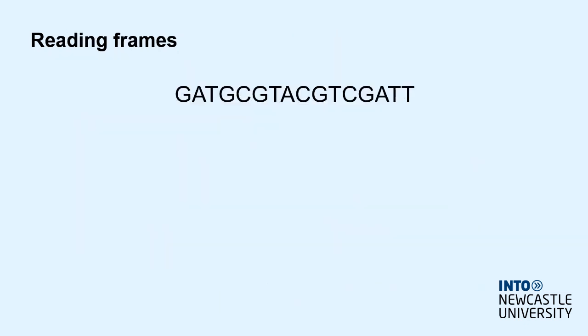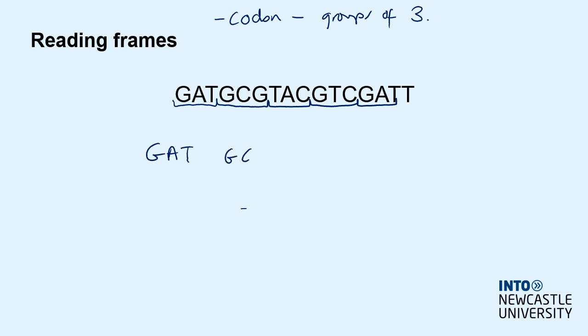We said that when we're reading a piece of DNA, we're going to read it in codons, so groups of 3. And with any particular piece of DNA, there are 3 different ways to read it. So these are called the reading frames. So I'm going to take the sequence of DNA and write down the first reading frames. So if we start just by separating it out into 3s like this, we would have GAT, GCG, TAC, GTC, GAT, and then a T. So that's the first reading frame.